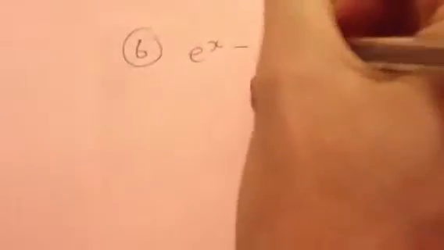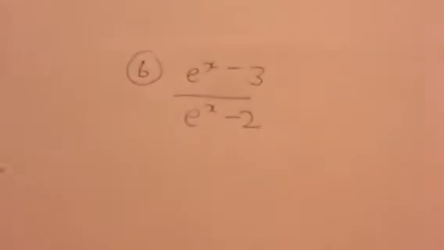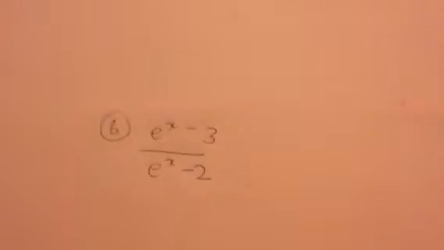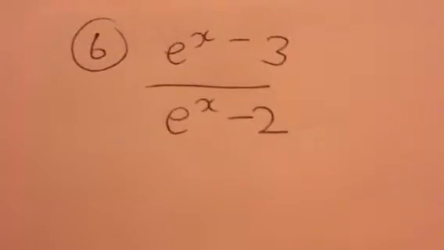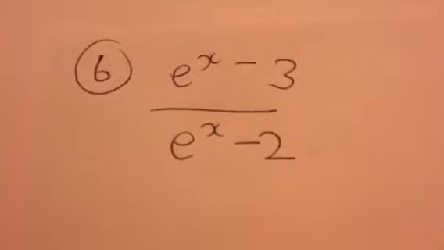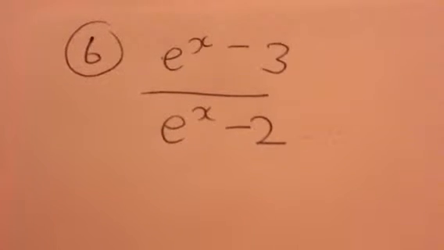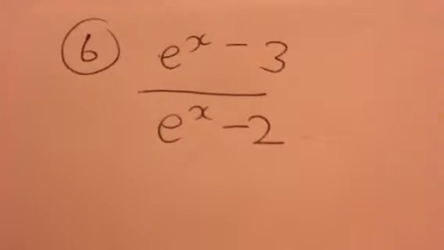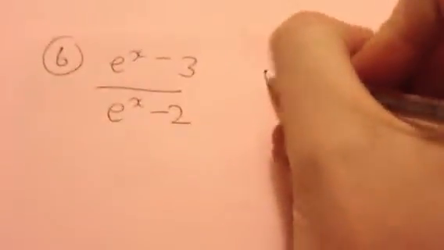Now number 6, e to the x minus 3 over e to the x minus 2. Now this looks a bit dodgy and I've seen it before in questions. Just a bit of a tip to start off with. If you weren't doing differentiation, if you were just solving that equal to nothing, you would just basically do top equals nothing, e to the x minus 3 equals nothing, e to the x is 3, x is ln 3. So I'm just trying to remind you of certain basic skills there.